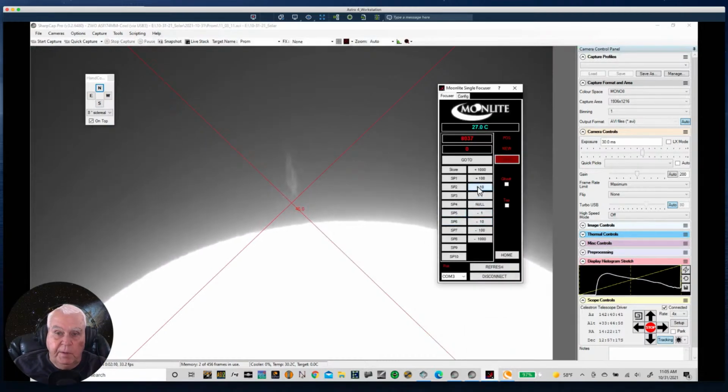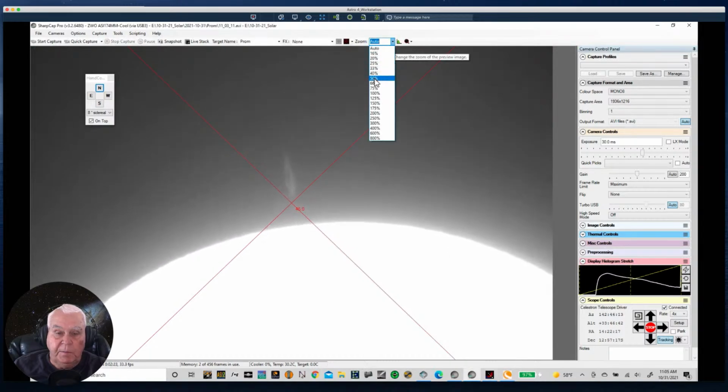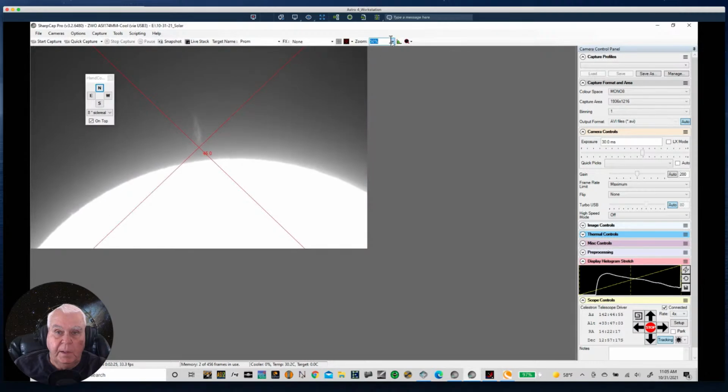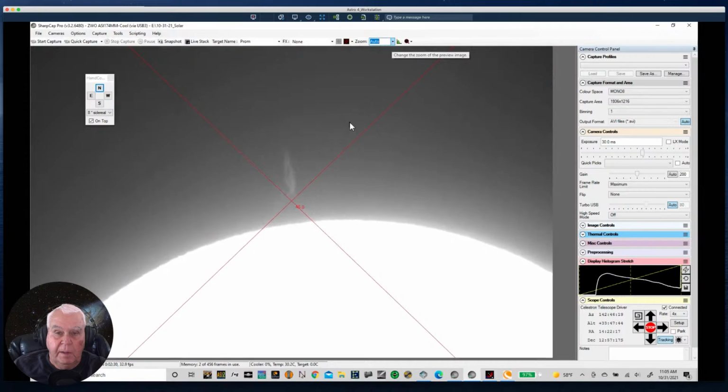And let's move the focuser about 10 steps out and see if that helps. We can try zooming in a little. And I have to do that by cropping over here. That's just ridiculous. My goodness.